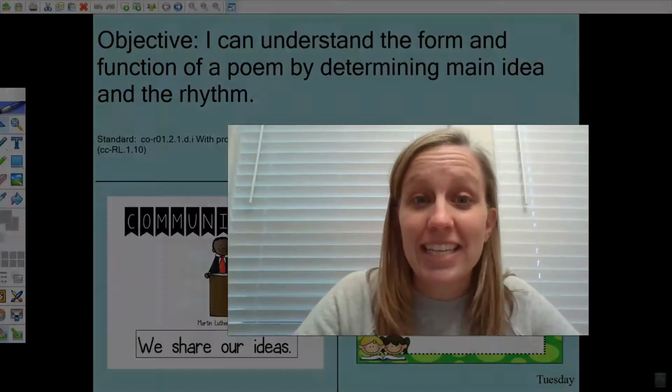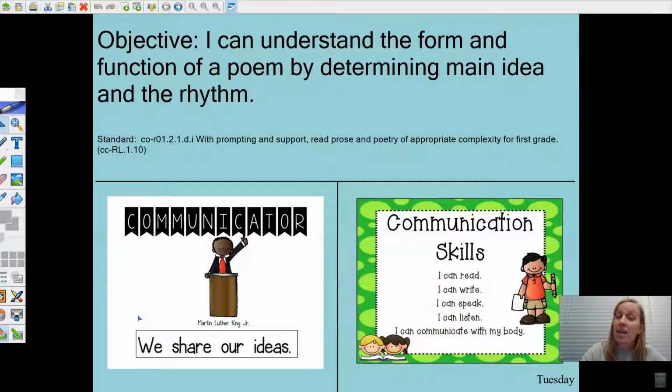Our objective today is I can understand the form and function of a poem by determining the main idea and the rhythm. So we've got some things that we're focusing on that we have heard before and some words that are kind of new to us. That word form, we have definitely learned about form. Form, what is it like? We're going to find out what poems are like, what their form is. Do they look like a paragraph? Do they look like a storybook? Or do they have a form that is totally different than what we've learned? Do they have character, setting, problem, solution? Lots of questions that we're going to be answering about what poems look like, their form.